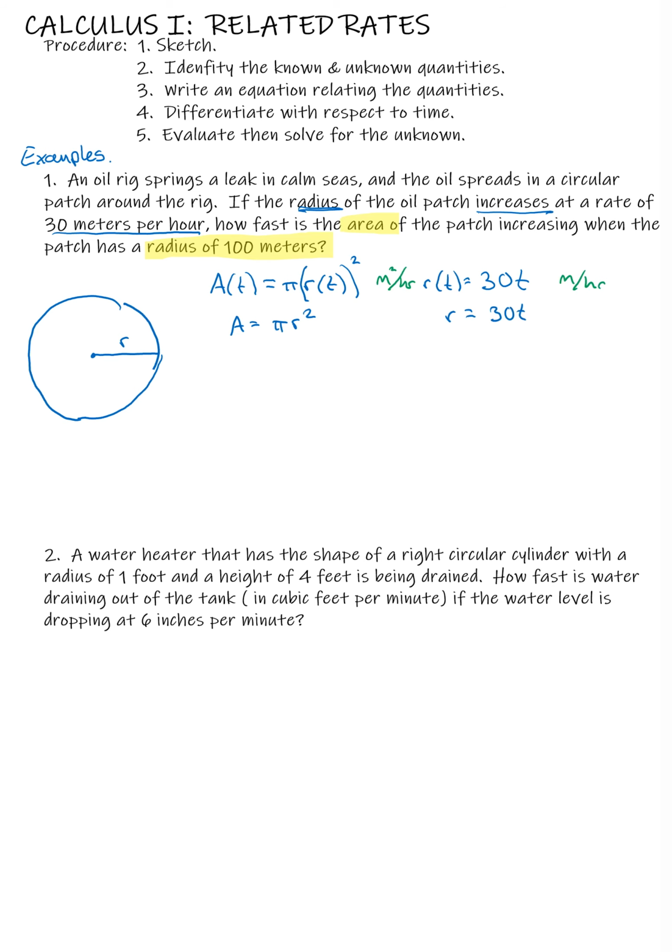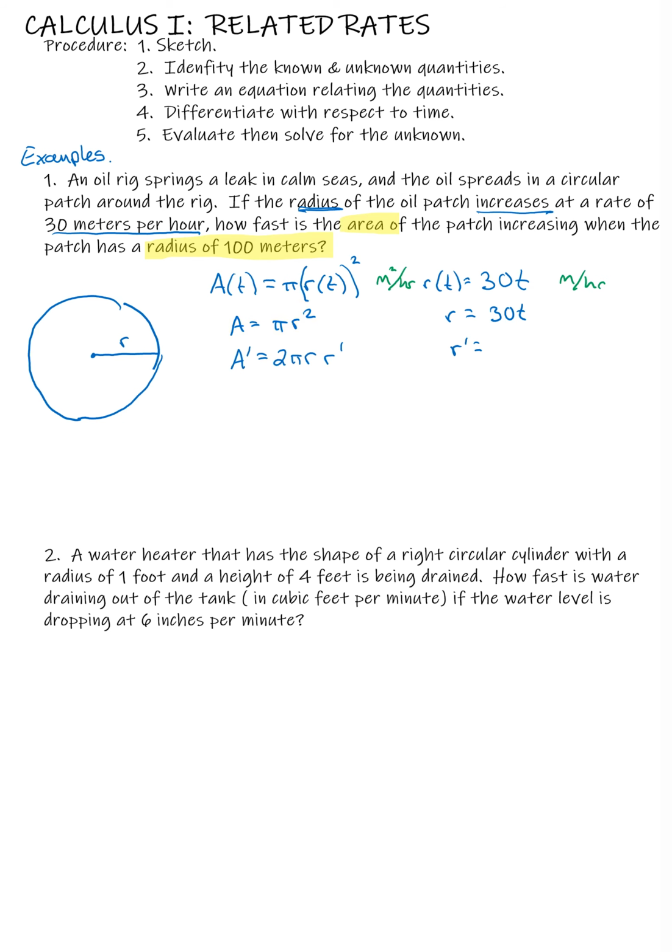All right, so now we have our knowns and our unknowns. We have an equation that relates them. And remember, we are specifically looking at area, so this is going to be my main equation. All right, we're ready to differentiate. A prime is 2 pi r. Remember, we do need the chain rule, so that gives us r prime following that r. Don't forget how to use that chain rule here.